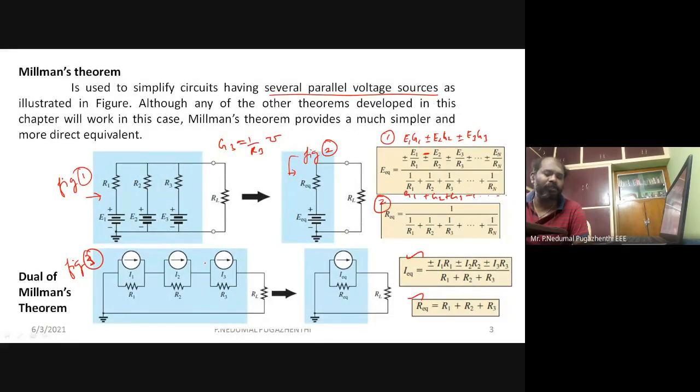I can convert these voltage sources into a single voltage source in series with a single resistance. And the value of the single voltage source and the resistance can be found using that formula. The same can be applied for the current source in parallel with resistance also, which has similar formulas, I equivalent and R equivalent.